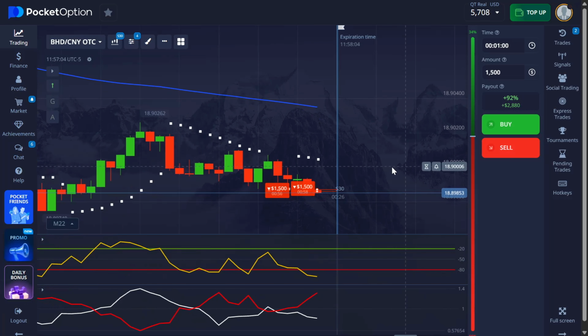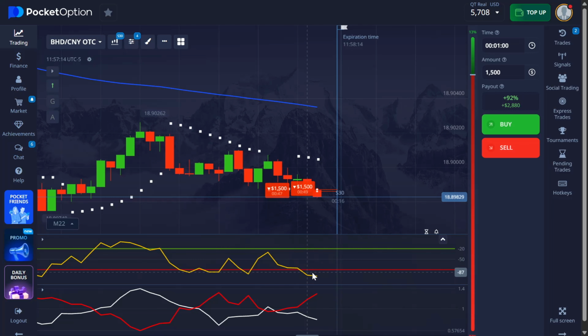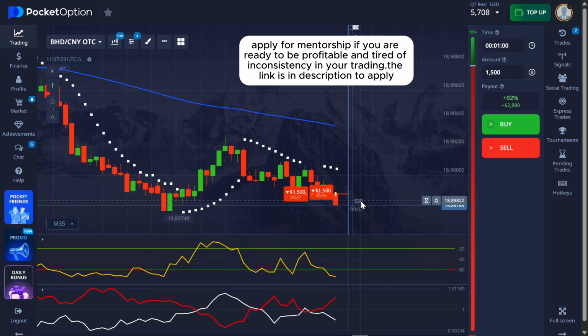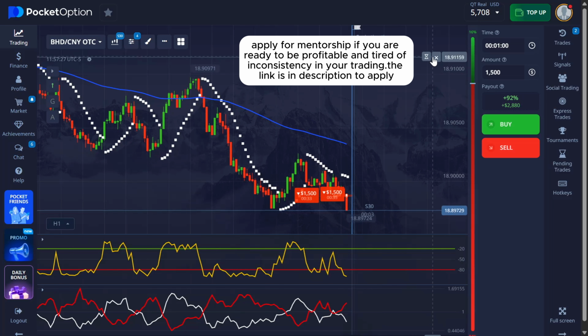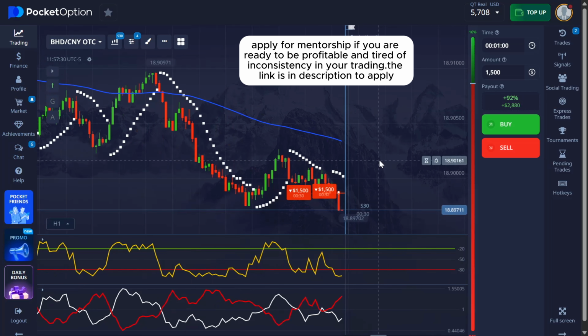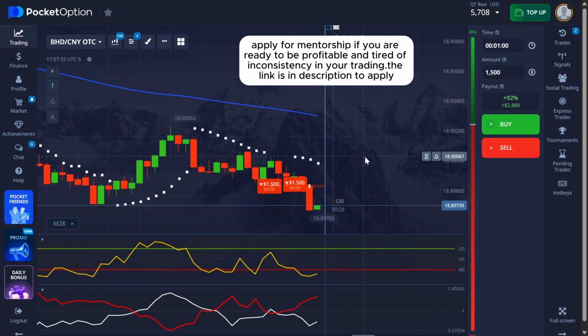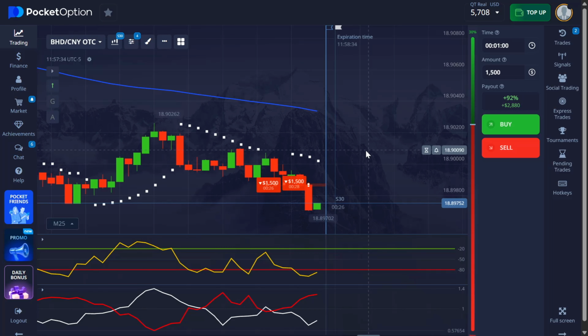Okay. You notice this is the third parabolic SAR. We are below the moving average. The Williams R has crossed the lower line. Okay. And the vortex also has crossed each other. This signals to me that the price will go down. Plus, we are in the direction of the trend. Let me remove this alarm. Right. So you guys see what's going on here. Once you follow all instructions correctly, you will see results.